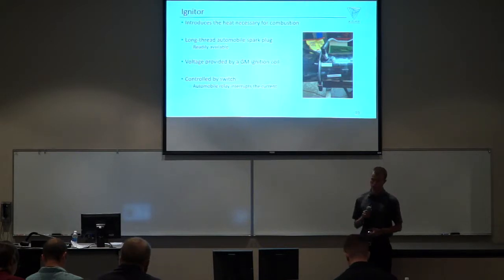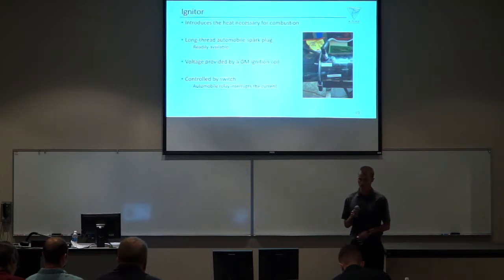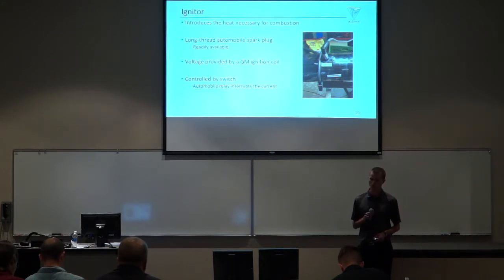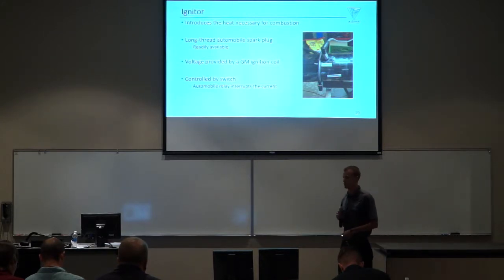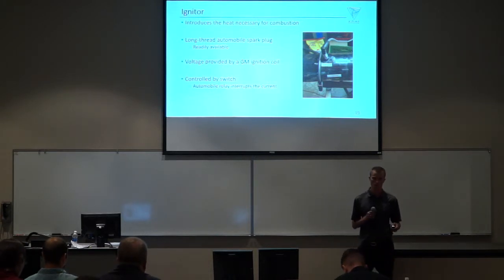After the flame holder is the igniter. This introduces the necessary heat to start combustion. We used a long thread automobile spark plug as our igniter as they're readily available. The voltage is provided by an ignition coil and controlled by a switch on the coil. The voltage to the spark plug is interrupted by an automobile relay, which allows us to have consistent spark throughout the duration of the test.